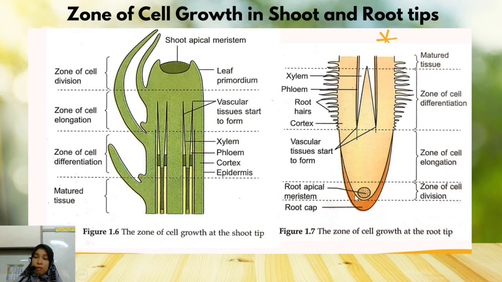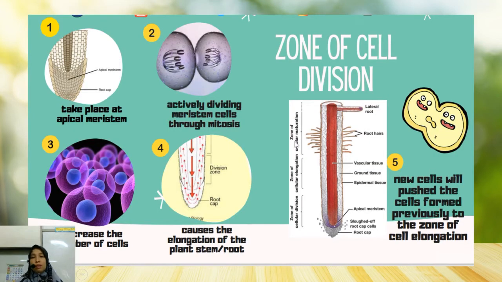The root can also be divided into three zones. The zone of cell division is the location of the root apical meristem. The second one is the zone of cell elongation, and the third one is the zone of cell differentiation. Now we take a look one by one. What happened at the zone of cell division? What happened at the zone of cell elongation? What happened at the zone of cell differentiation?